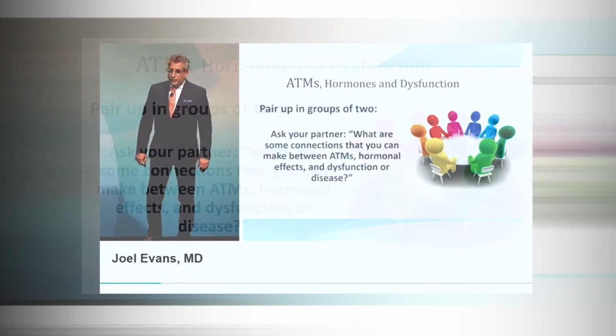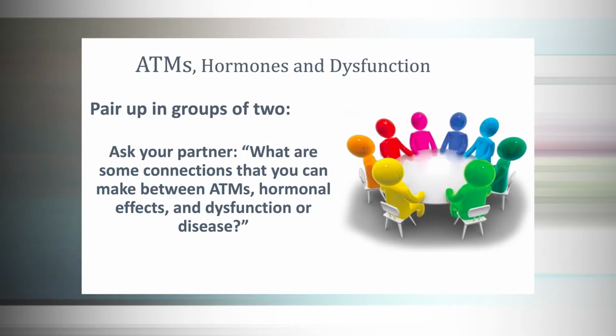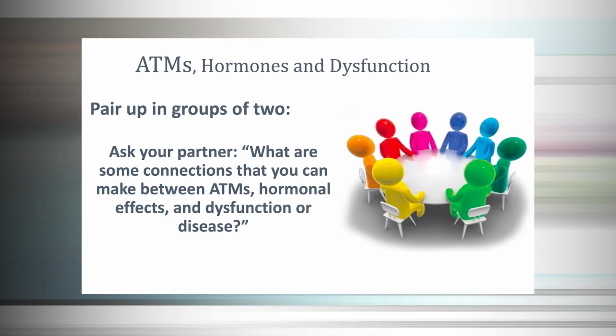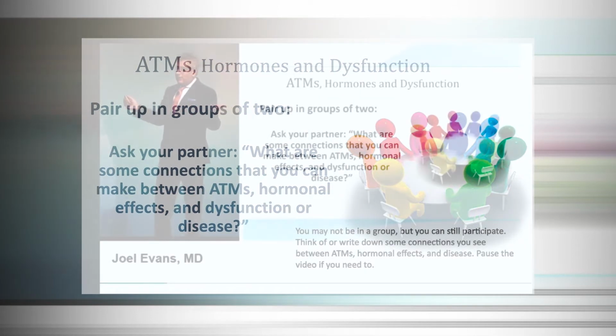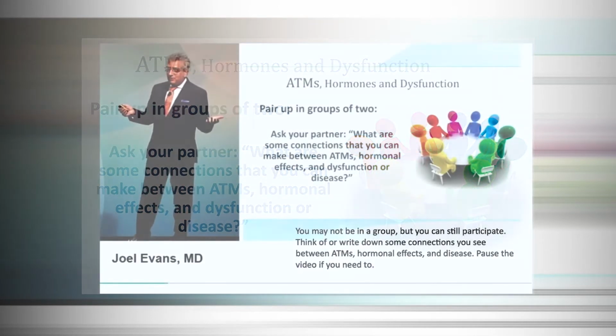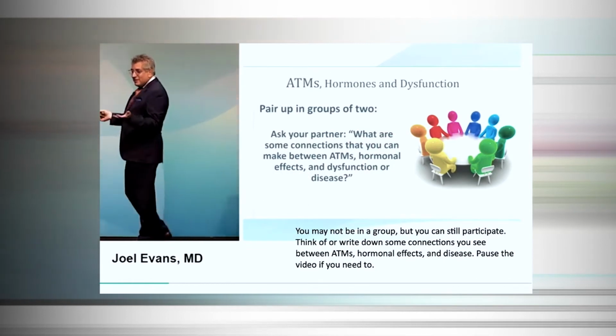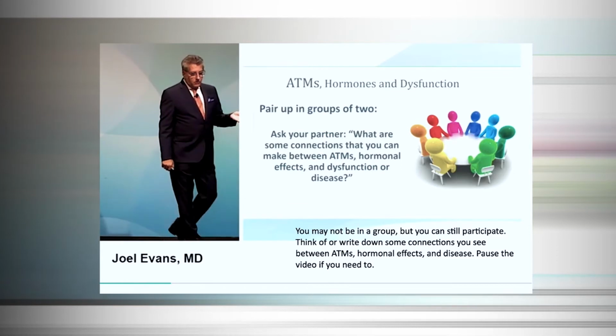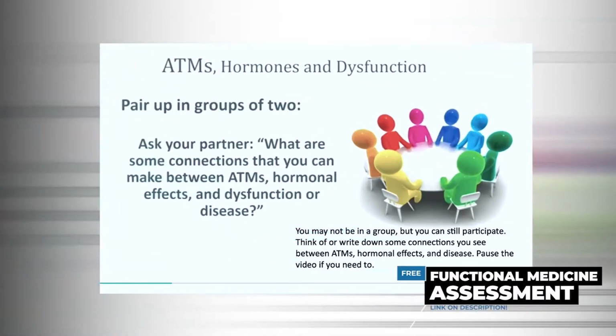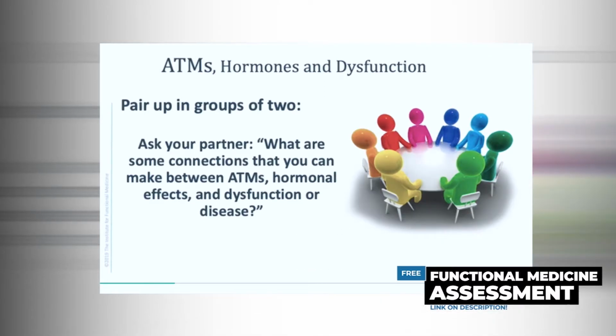So, what I'd like you to do now, and this is one of my favorite parts of the morning, is our ability to interact with each other. So, I'd like you to pair up into groups of two, and if you can't do a two at your table, then do a three, but just pair up. And the question that we're going to be asking is, can you think of any connections between ATMs and hormones?